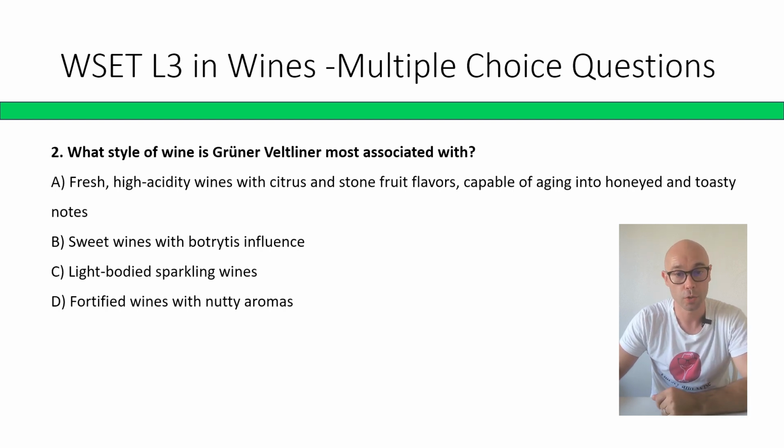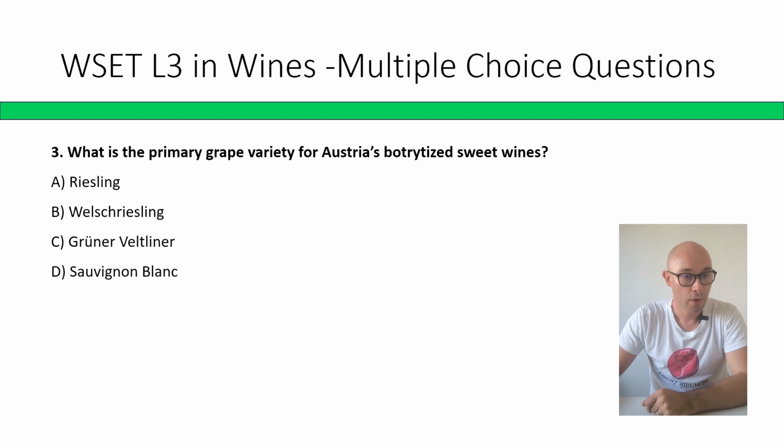What is the primary grape variety for Austria's botrytized sweet wines? Riesling, Welsh Riesling, Grüner Veltliner, Sauvignon Blanc. The correct answer is B, Welsh Riesling.